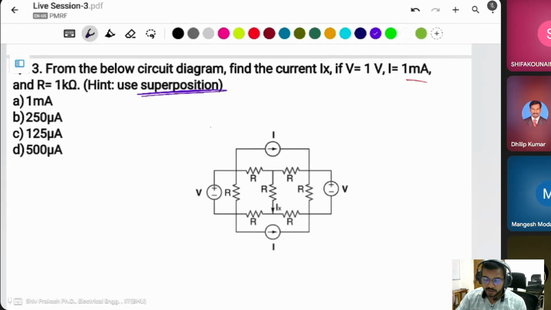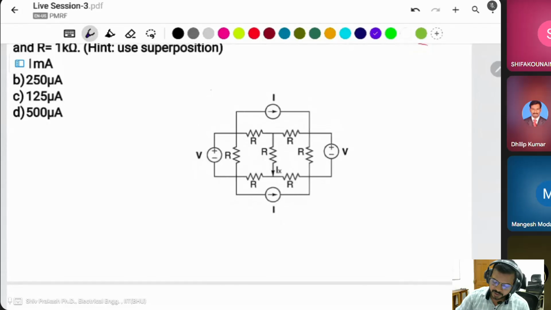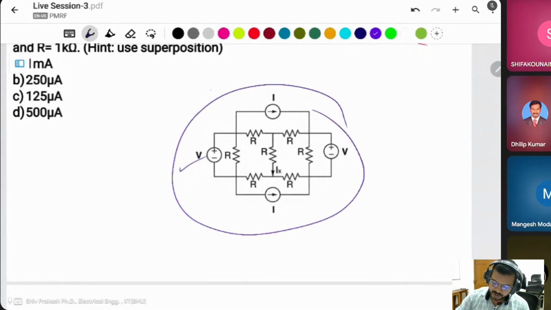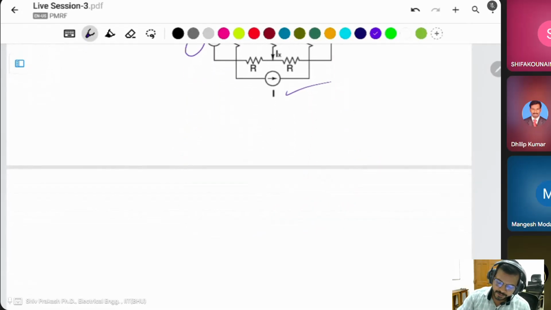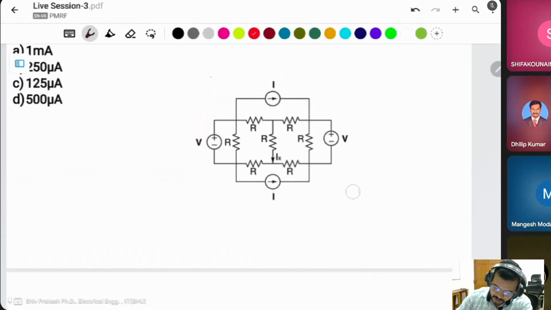It means you have to consider four circuits. First one, this one, then this one, then this one, then this one. Okay, I take the first one, B1. Then what is the circuit there? This is removed, this is removed. The voltage source will be short circuited, the current source will be open circuited. This is open, this is open, this will be short.